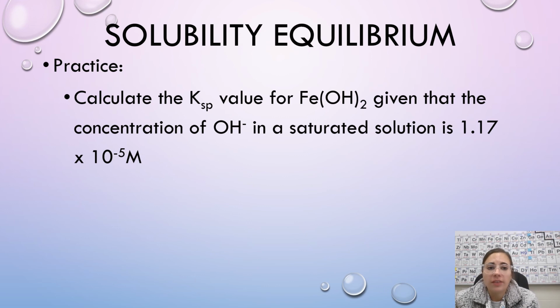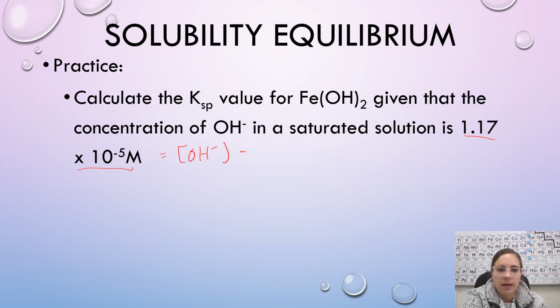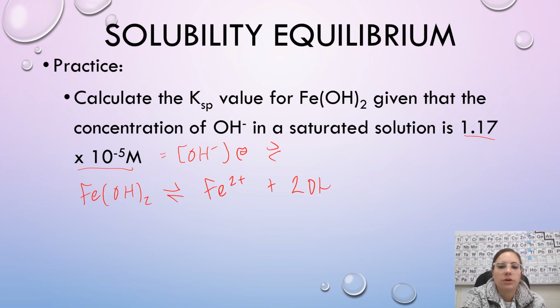All right, so let's do one more like this. Calculate the KSP for iron hydroxide given the concentration of hydroxide in saturated solution is 1.17 times 10 to the negative 5. So that means that's the concentration of hydroxide at equilibrium. So I have Fe(OH)2 dissolves into iron 2 plus and 2 hydroxides. So then my KSP is the concentration of iron times the concentration of hydroxide squared.